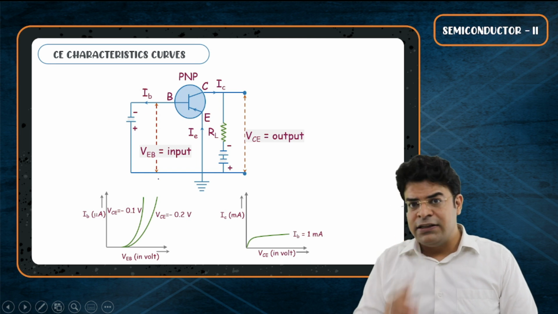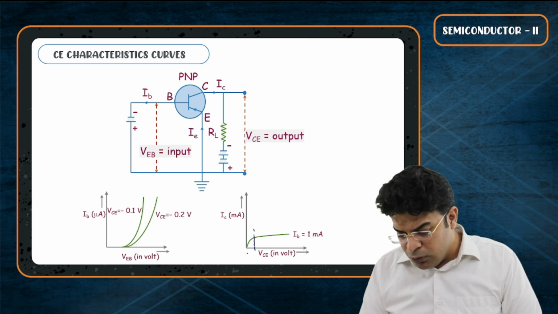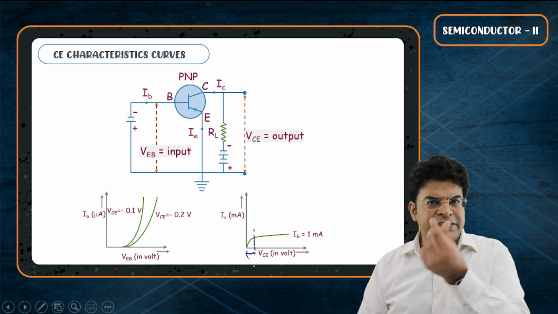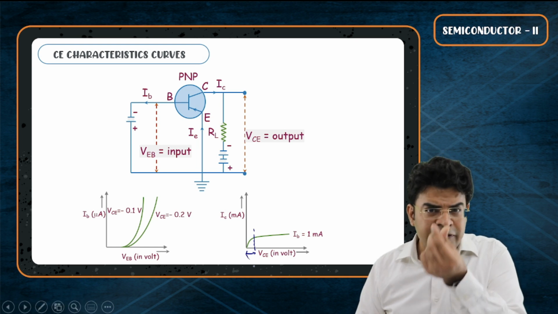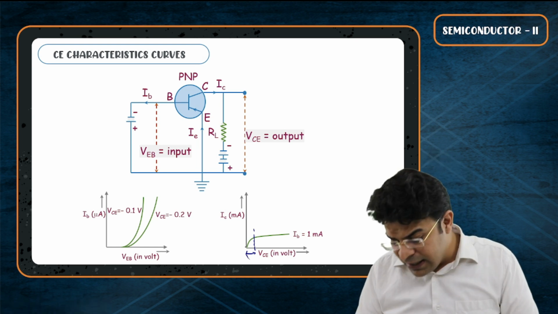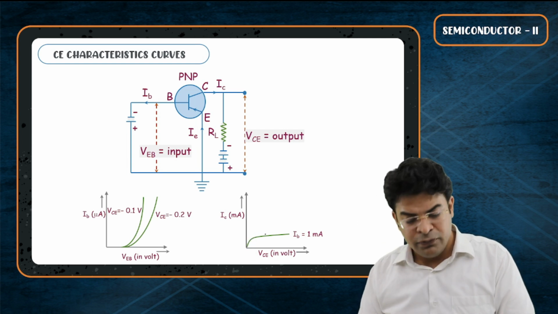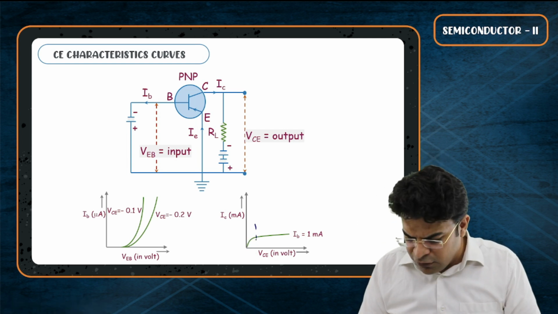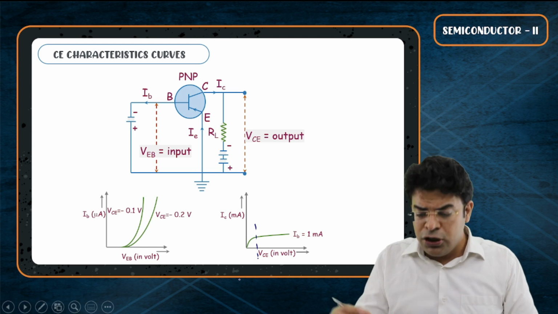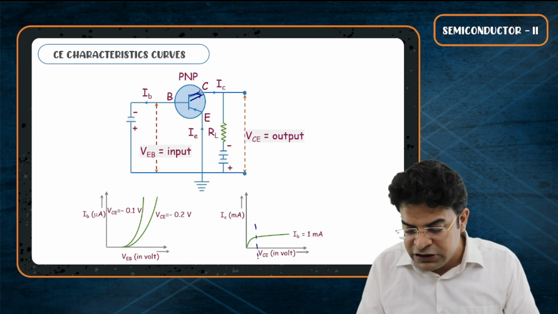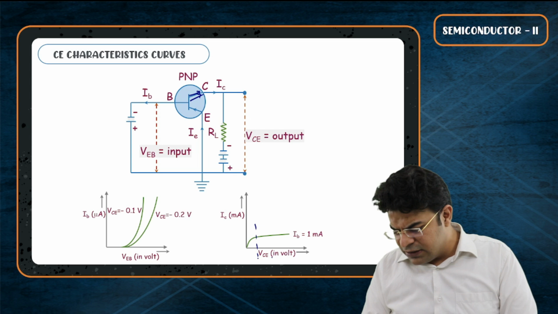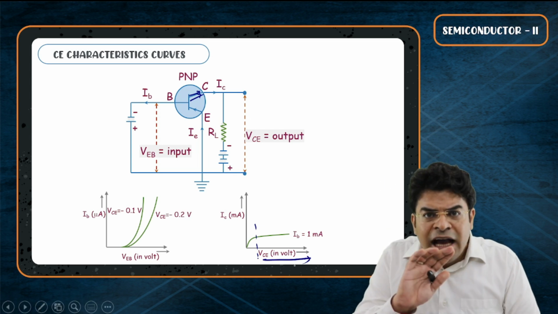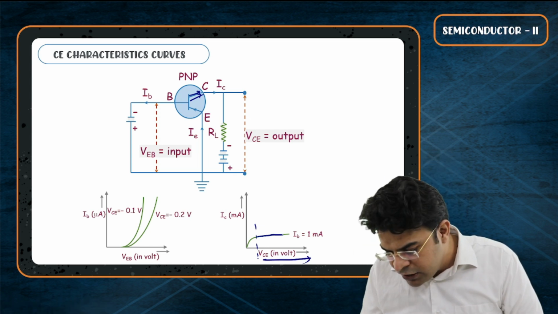This graph tells us that you need to place a battery. If VCE tends to 0, if VCE is very small, then it has an effect on IC. But once you have placed a battery of sufficient strength which is able to pull all the charge carriers reaching the collector, then on increasing the strength of this battery, the IC won't increase, it will remain nearly constant.